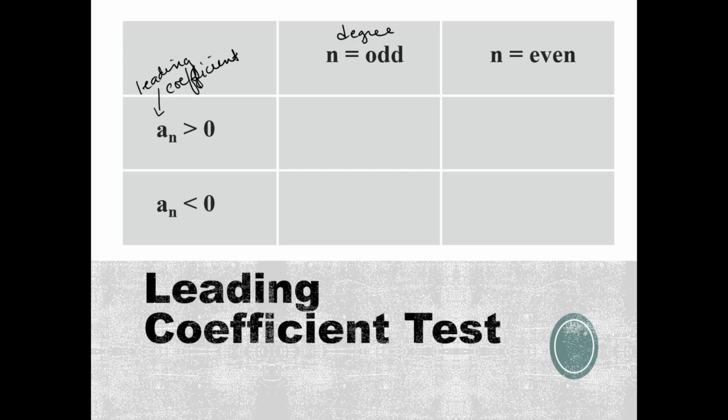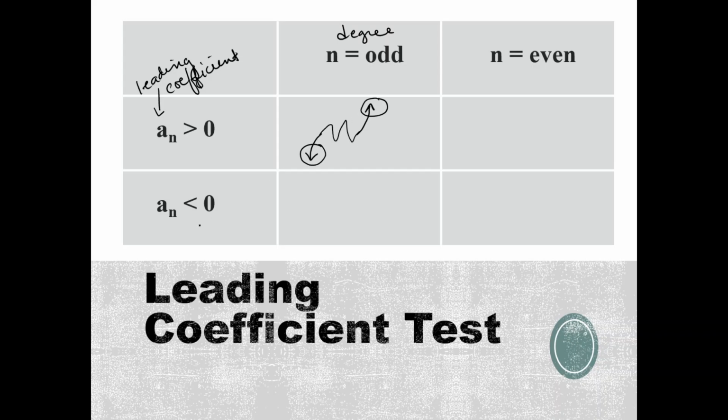So if the degree is odd and the leading coefficient is positive, then the graph is going to go this direction. So in general, it will increase across the graph. Now, it may have as many little squiggles in the middle. We don't care. But we know the arrows will go this direction. Okay?